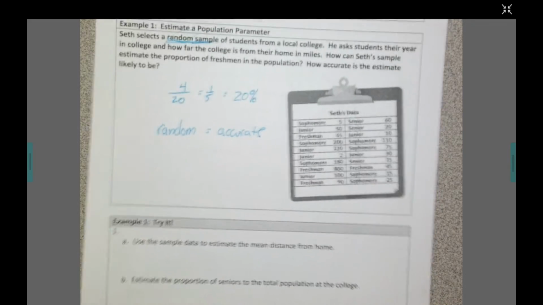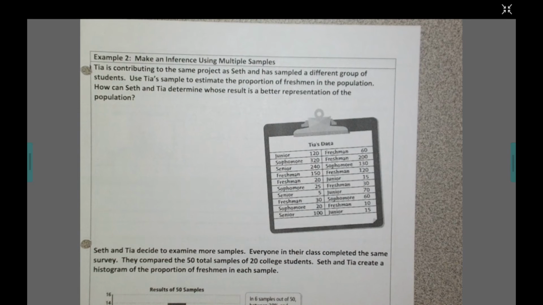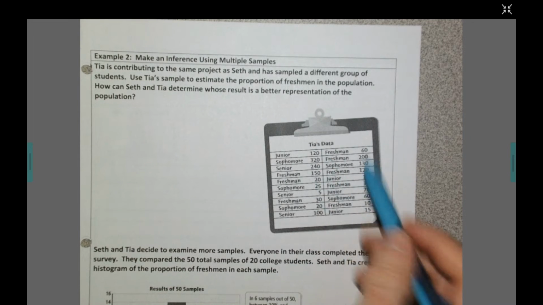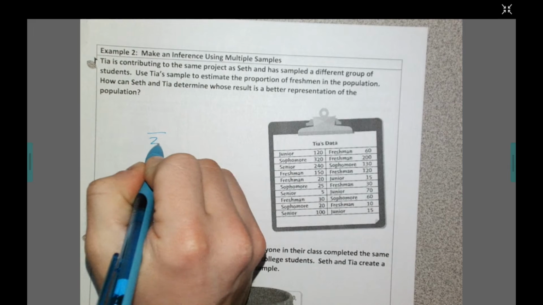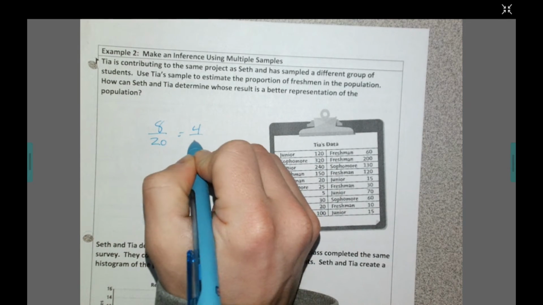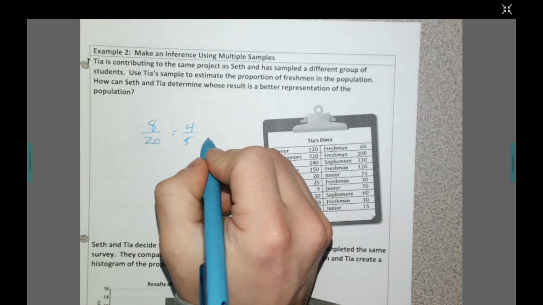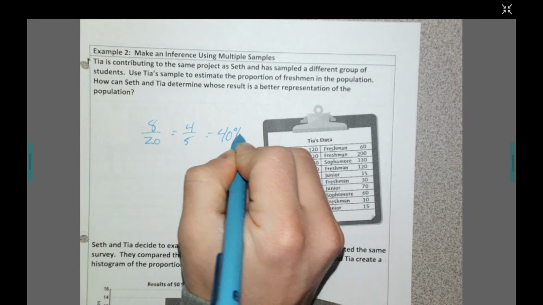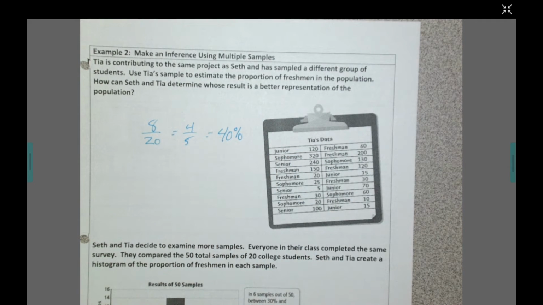Moving on. Example 2. So we have Tia is contributing to the project as well. She did a different group. We want to estimate the proportion of freshmen again. So she counted 20. She got 8, which would be 2/5, or 40%. So I want to know, how can Seth and Tia determine whose result is a better representation of the population?